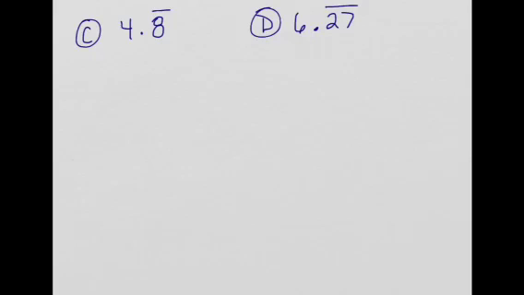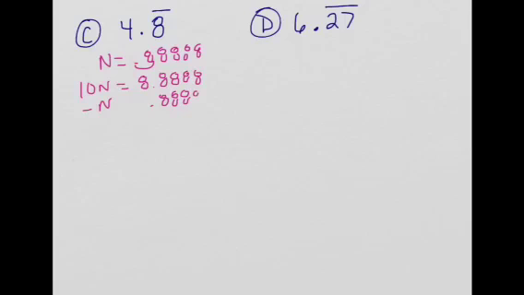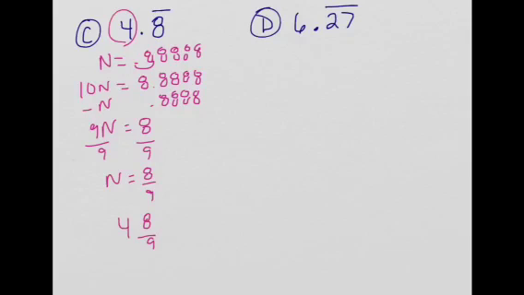Now I don't have to worry about the 4, I only have to get the 8 into a fraction because the 4 is already a whole number. So n is equal to decimal 0.88888. I need to multiply by 10 to move the decimal one place to get a digit that's not repeating. And now I'm going to go ahead and subtract off just the repeating parts. So this is going to be 9n is equal to 8. Divide by 9, divide by 9, n is equal to 8/9. But remember that I had my 4, so this would be 4 8/9.